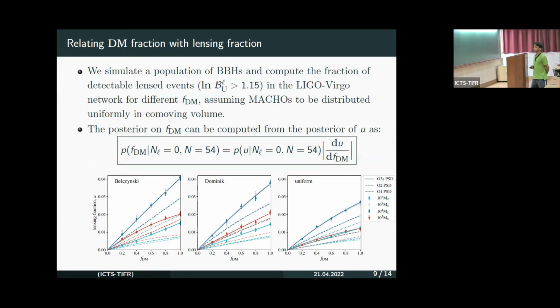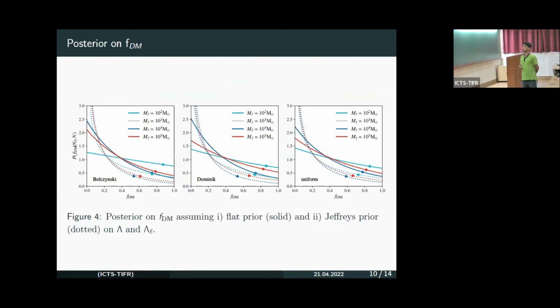Okay, so this plot shows you the lensing fraction for different values of FDM, and the three corresponding plots correspond to different choices of your source redshift distribution. This is done for four choices of your lens masses, starting from 100 to 100,000 solar mass, and the different line styles correspond to your different choices of PDB, O1, O2, and O3A.